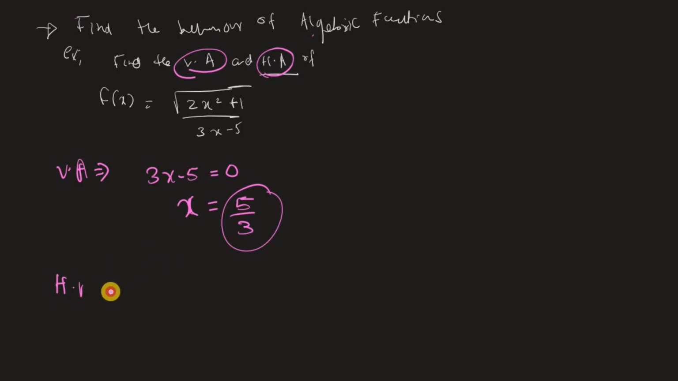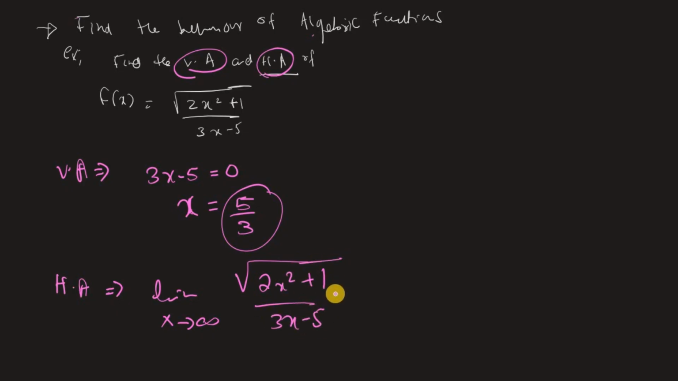Now to figure out the horizontal asymptote, what do we do? We are simply going to find the limit as x approaches infinity for this function, the square root of 2x squared plus 1 over 3x minus 5. Okay, so what do we do over here?